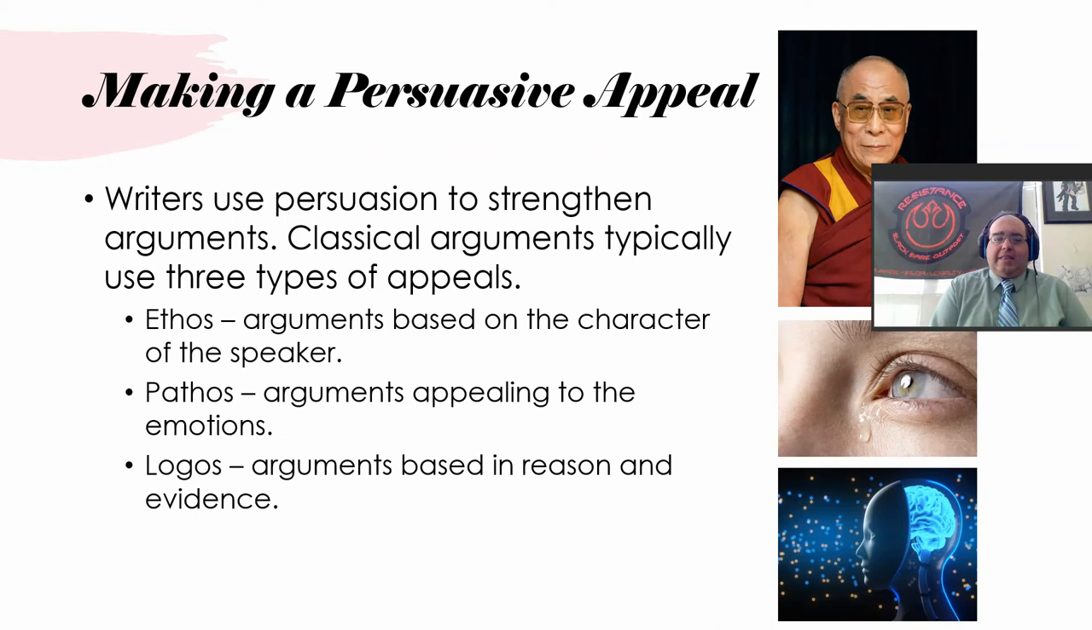Then we have pathos. Pathos involves arguments appealing to the emotions. We're going to talk about this in a little bit, but pathos is one of those types of appeals that has a tendency to get abused by certain individuals, especially demagogues, if they overuse it. Okay? If they rely on appealing to emotions too much, it winds up becoming preying on emotions.